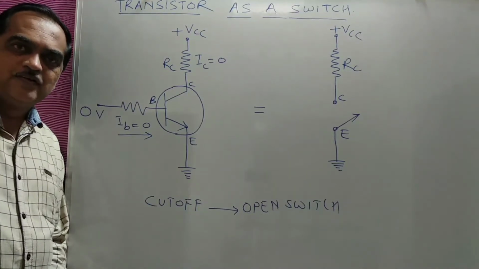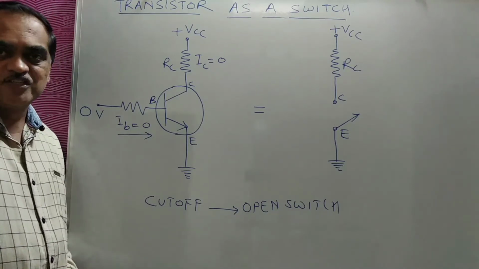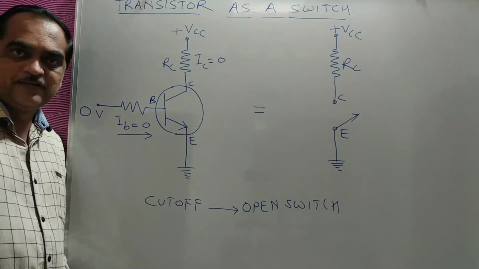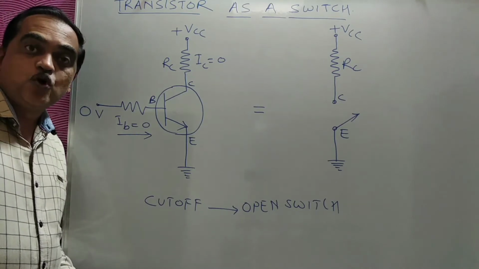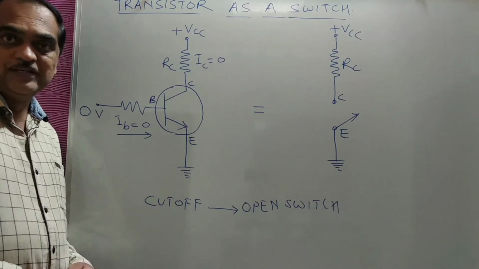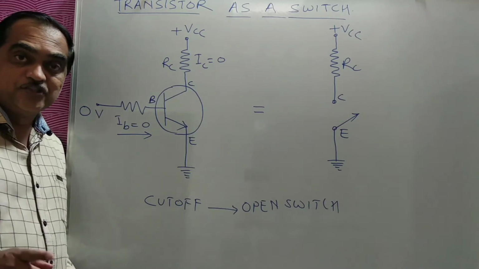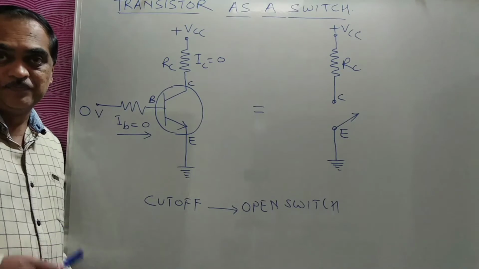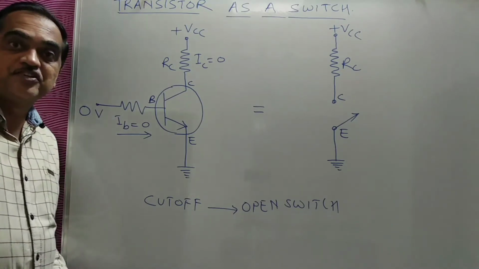Dear students, now we will see the second application of the transistor as a switch. In our first application, we saw the transistor as an amplifier, and there the transistor was operated in the active region. If the emitter base junction is forward biased and the base collector junction is reverse biased, then only you can use it in an amplifier application. Similarly, now you are going to use the transistor as a switch.